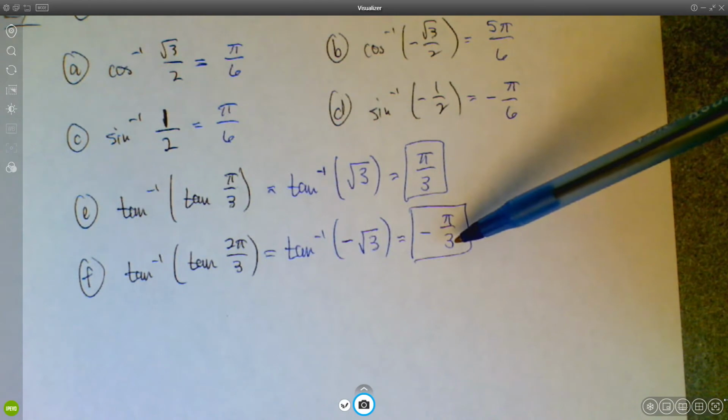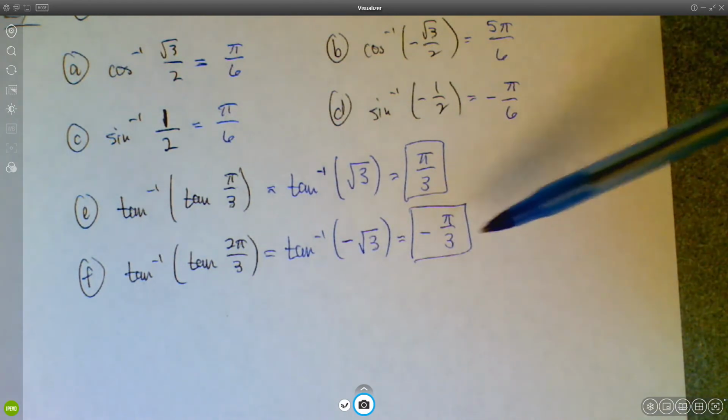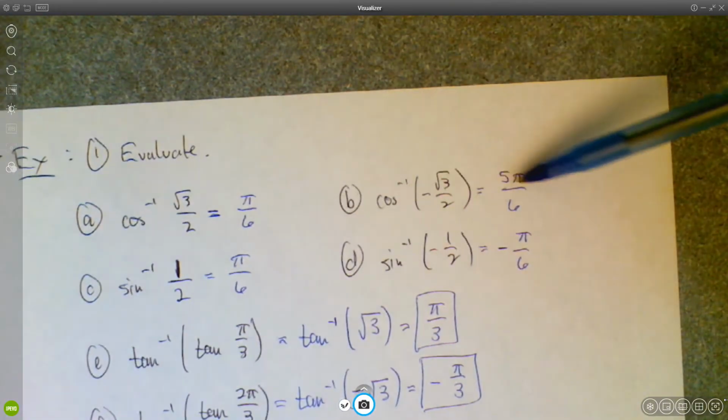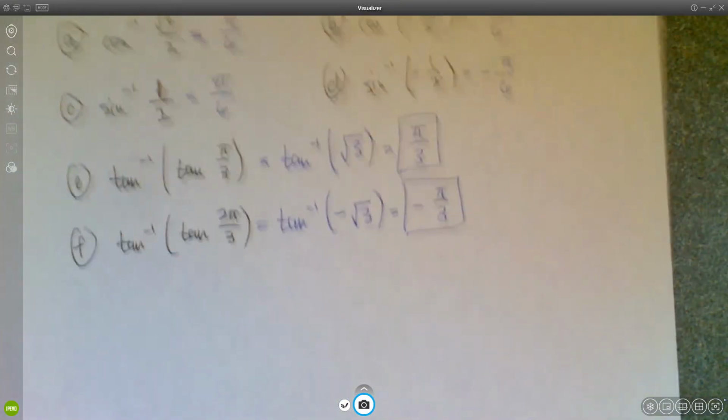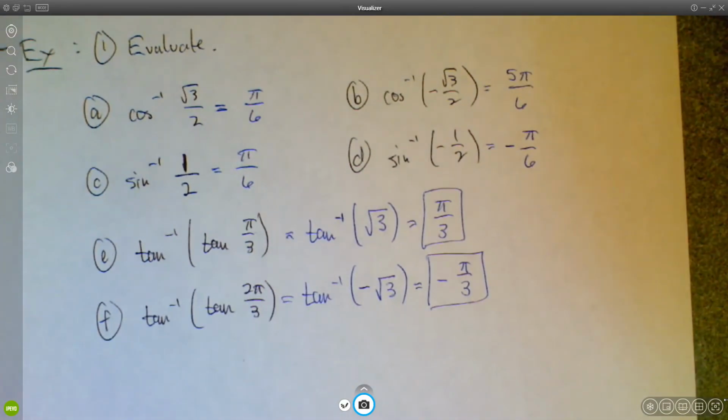In the right range. So in the case of tangent inverse, it has to be between negative pi over 2 and pi over 2. In the case of cosine inverse, it has to be between 0 and pi. Okay.